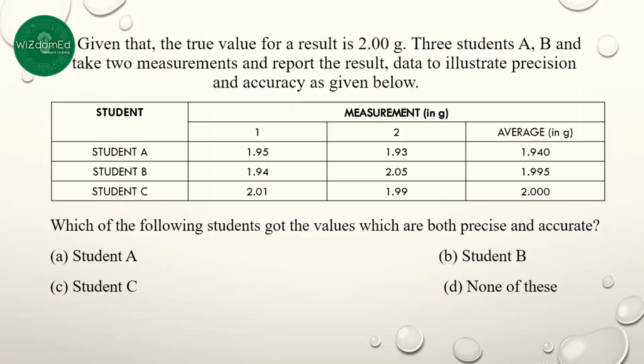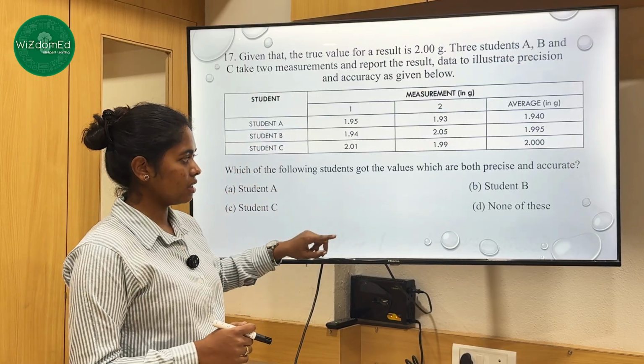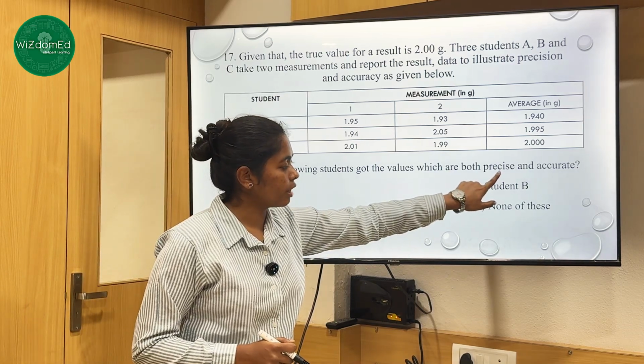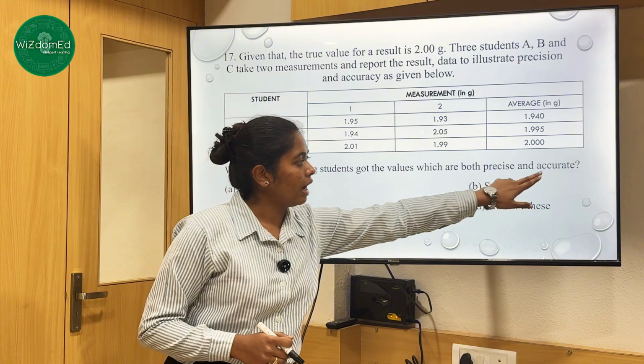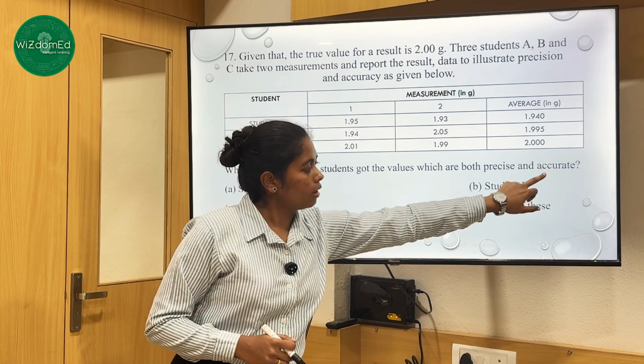Next, given that the true value for a result is 2.00 gram, three students A, B and C take two measurements and report the result. Data to illustrate precision and accuracy is given below. Which of the following students got values which are both precise and accurate? We know that precision is values which are close to each other for the same quantity, and accuracy is the closeness of a value to the true value.